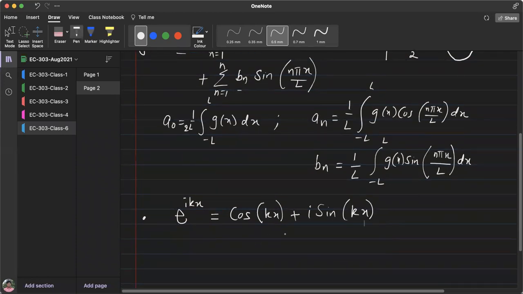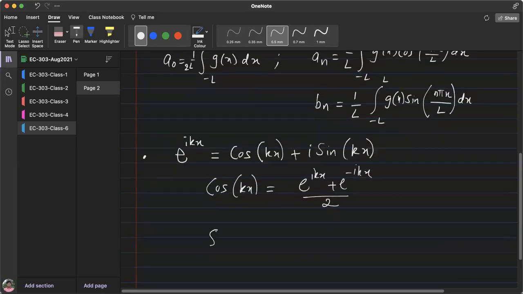This is a really beautiful equation, and using this, you can write cosine and sine in terms of exponentials. For example, cosine of kx turns out to be e power ikx plus e power minus ikx divided by 2. Whereas sine is divided by 2i. This is not essential if you have never come across this, but if you have, it's useful to revise.